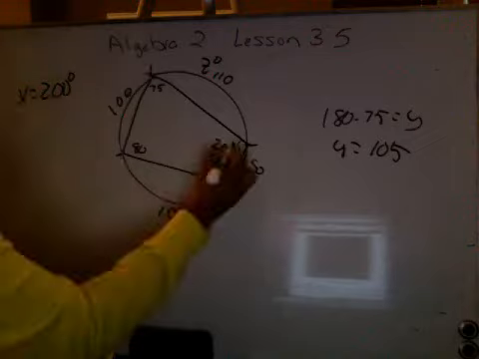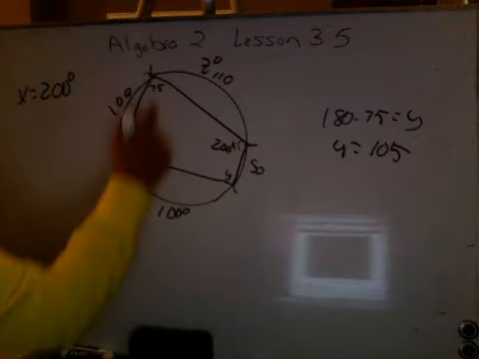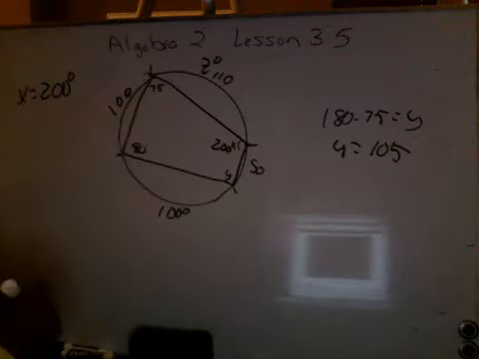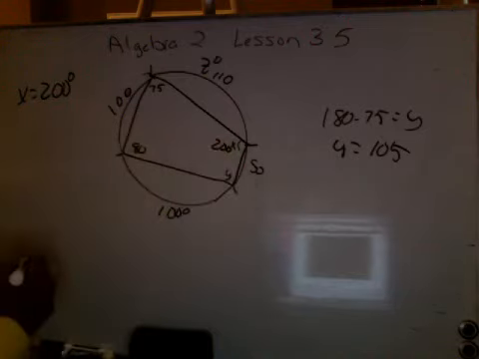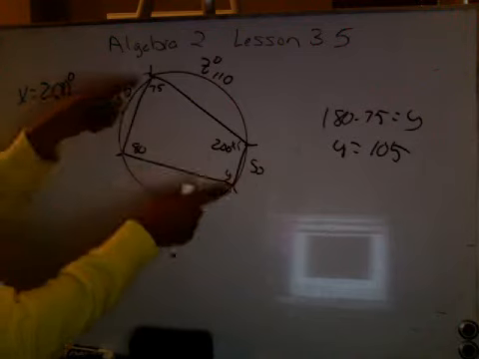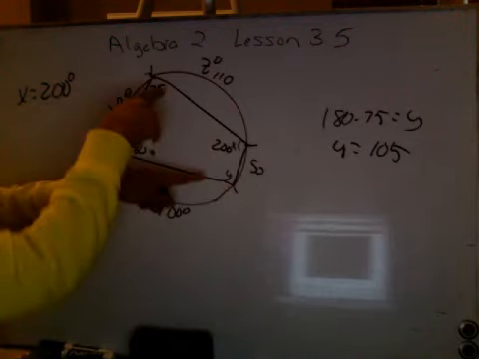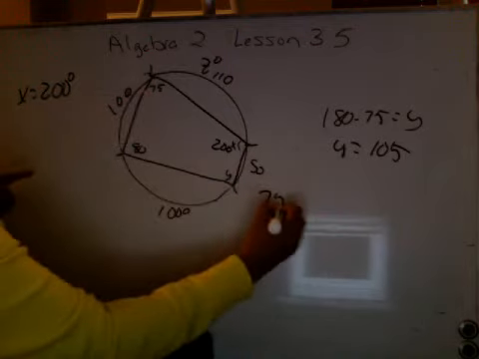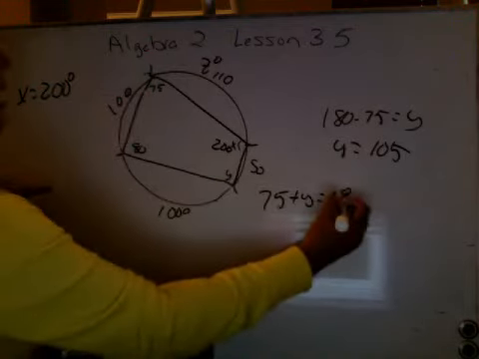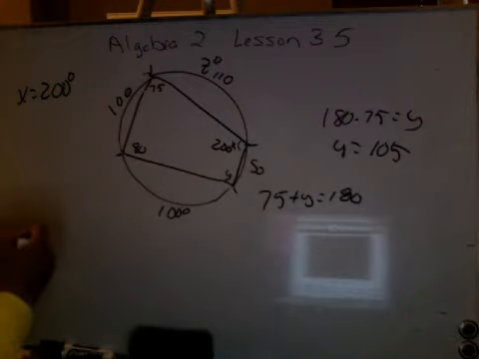And we can do one of two ways. We know that this plus this plus this plus this has to equal 360 because it's a quadrilateral, a polygon with four sides, which is two triangles. Or we know that the sum of opposite angles of quadrilaterals inscribed in a circle equal 180. So you could say 75 plus y equals 180. And that's how we got y is 105. Okay, so let's move on.